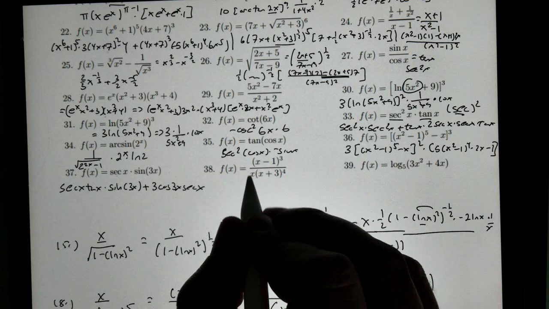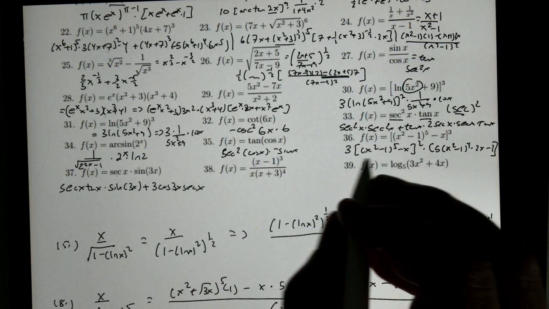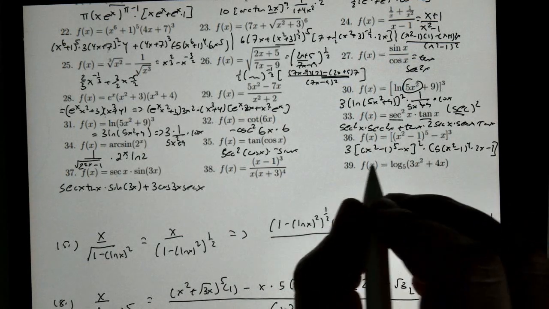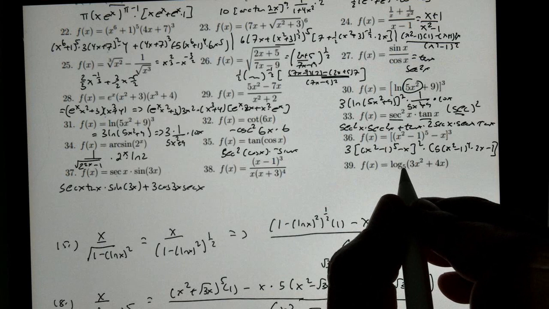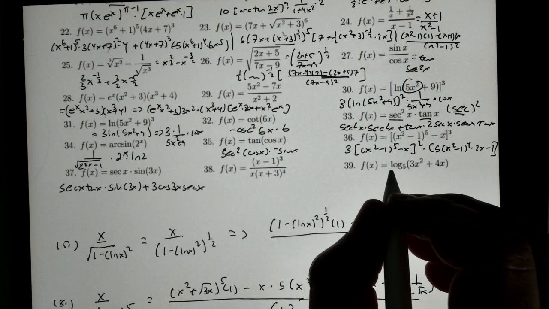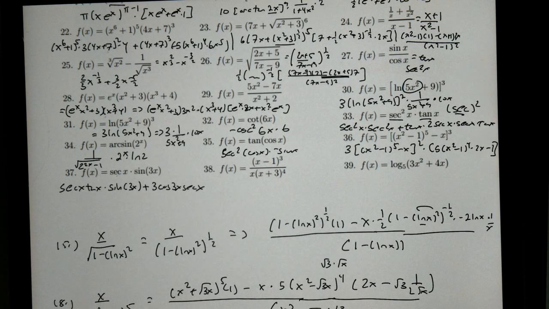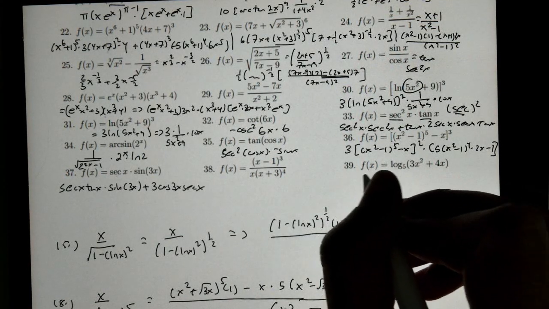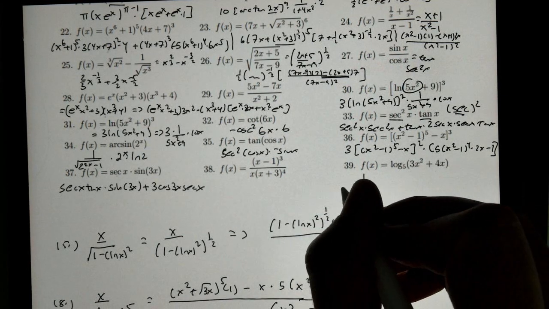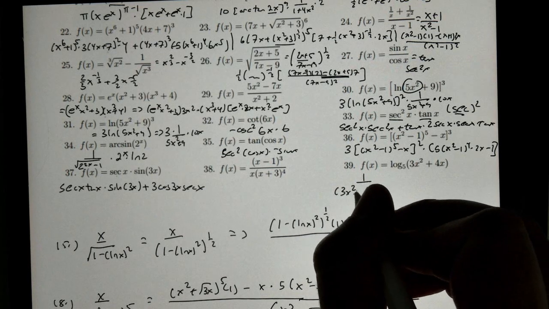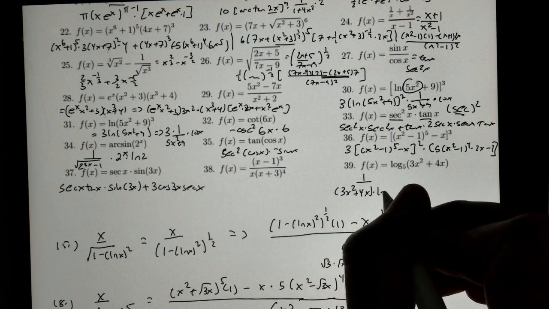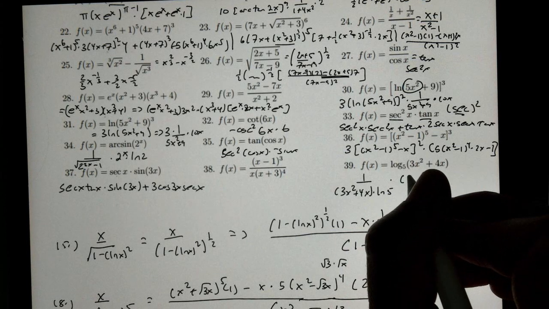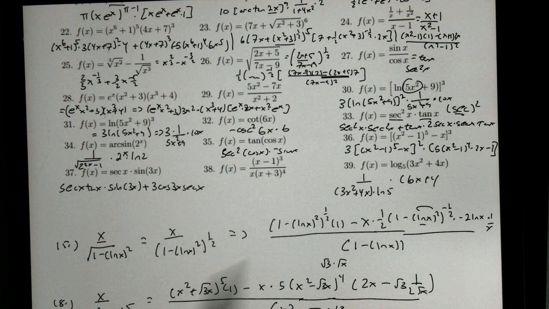Over here, oh, that's a nasty little quotient rule right here. Let's do the log one here first. To take the derivative of the natural log, this is just 1 over this, 3x squared plus 4x, times the natural log of the base, chain rule, times 6x plus 4. All right, I'm going to do number 38 down here real quick.